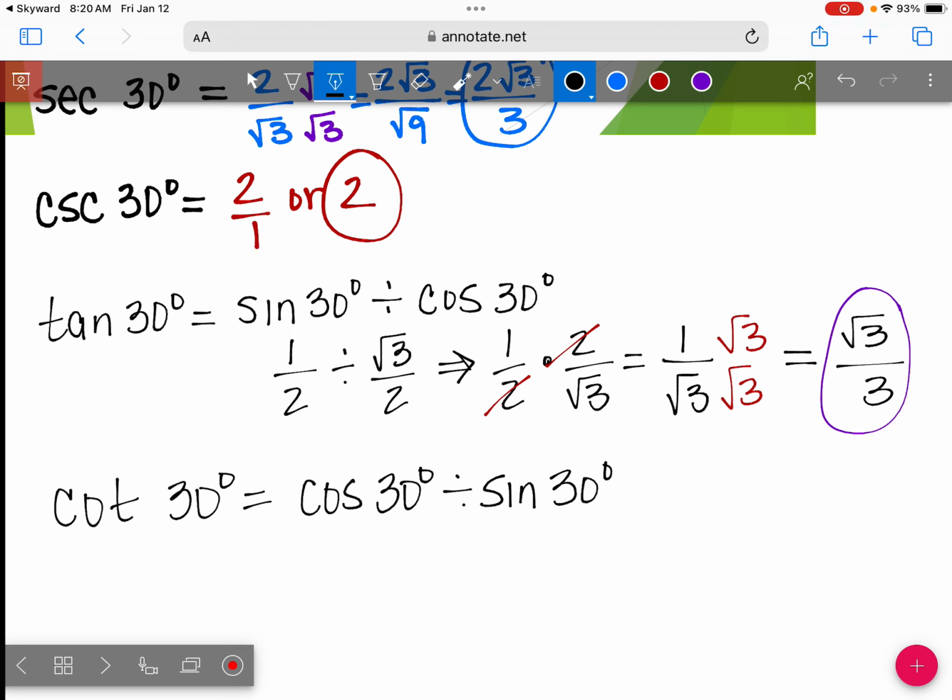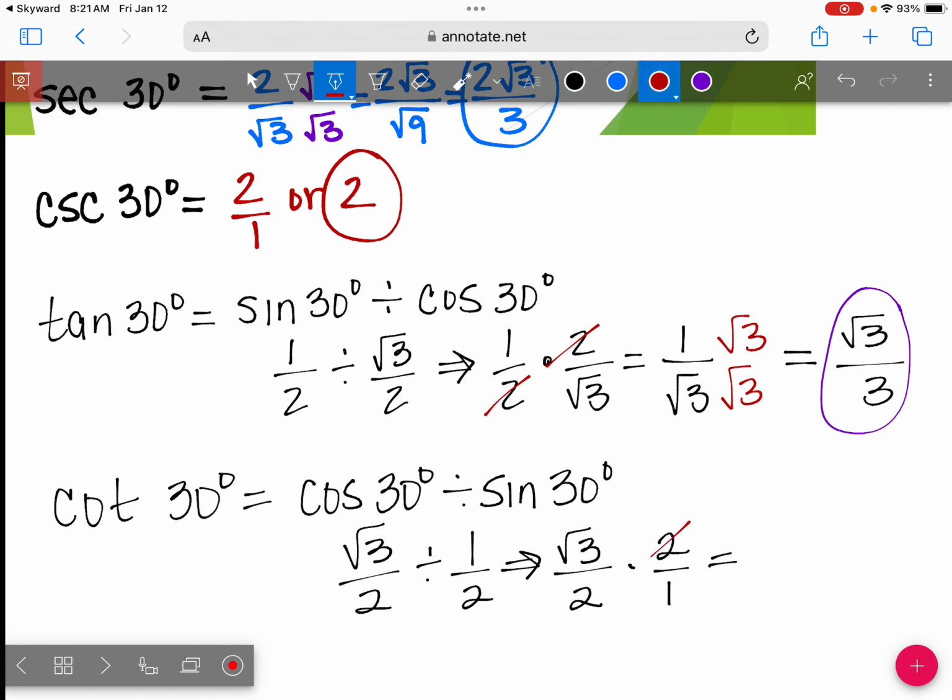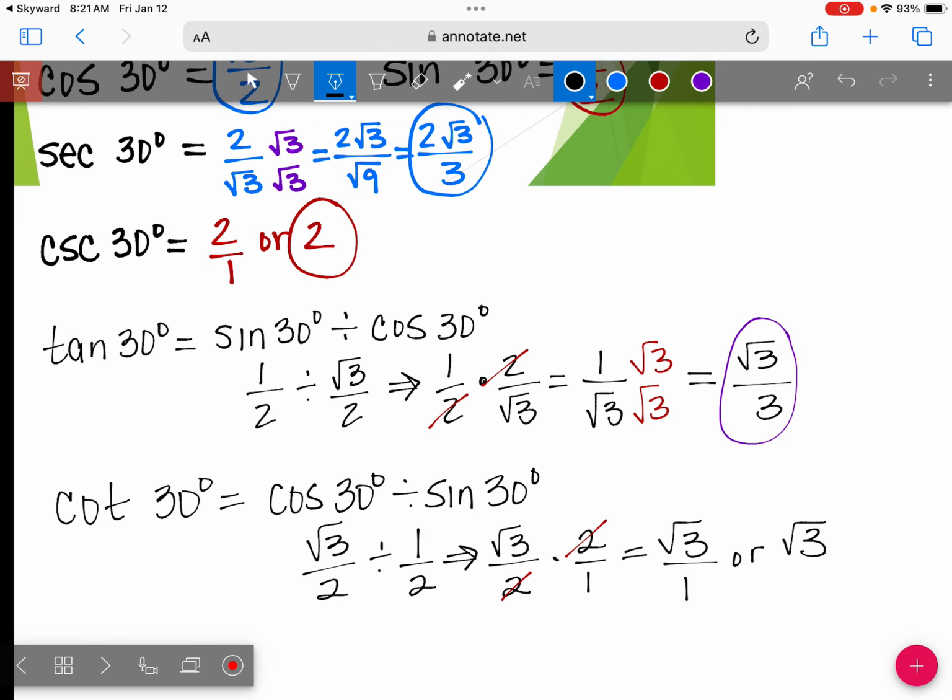So what did we say the cosine of a 30-degree angle was? √3/2. And we're dividing that by the sine of a 30-degree angle, which is what? 1/2. So again, we're dividing fractions. So we have √3/2 times 2/1. The 2's cancel. And I'm left with just a √3. It's √3/1, or you could just say √3. But do we have a red light that we need to go back and fix? No. And that is it.